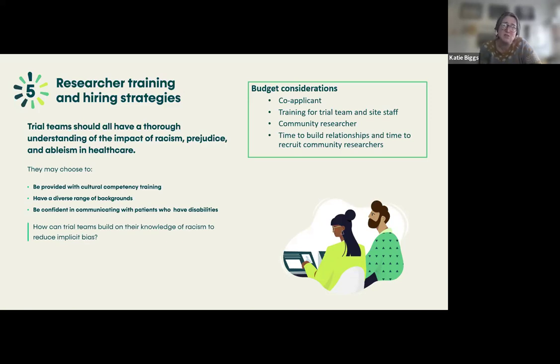Diversifying trial teams, as I said, is not much in our power, but you can include community researchers to recruit or deliver interventions, and work with community groups to help recruit to your trial. So again, budget considerations around co-applicants, training, and having a community researcher. But again, focus on the time that is necessary to build these relationships and to recruit community researchers. I have a colleague in the RSS who's doing a trial who's just recruited 3 community researchers, and she said it took a lot longer than she expected.